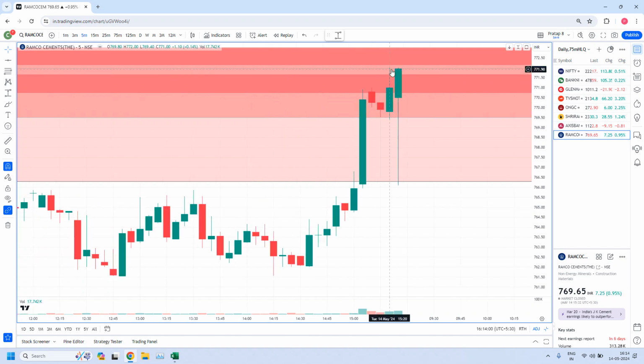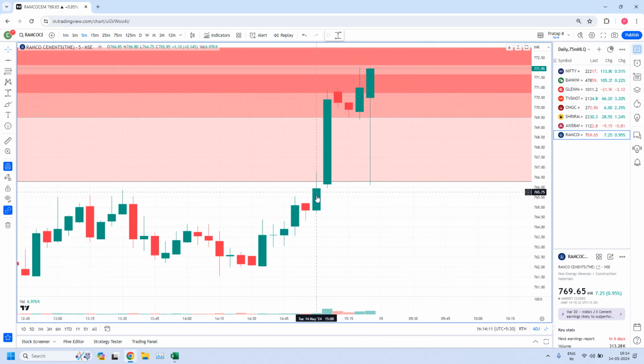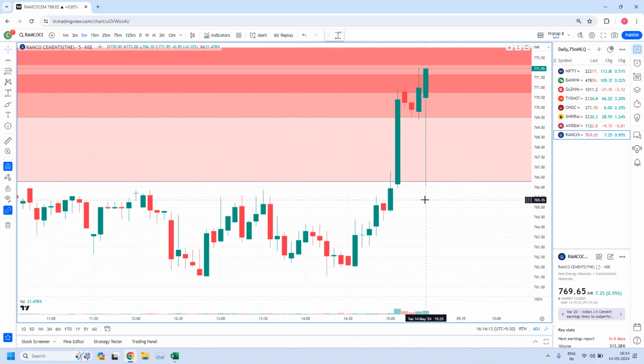Before prices entered into this area, I started my recording of this video. The last time when I looked into this, it did not enter into this area. Somewhere here the candle was there. This is at 3 o'clock 5 minutes.